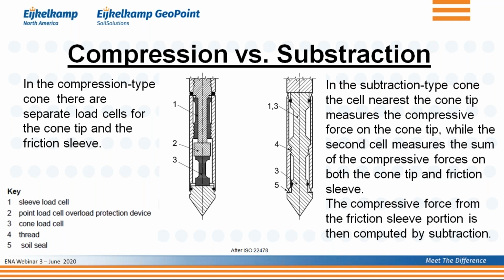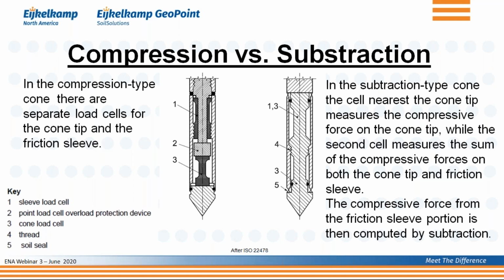What you see there is a cone with a load cell, item number 3, right behind the cone tip. And that load cell measures the load on the cone tip. Above that, you see another load cell, item number 1, and to that load cell only the friction sleeve is connected. So you have a separate load cell for the friction sleeve, and a separate load cell for the cone tip.